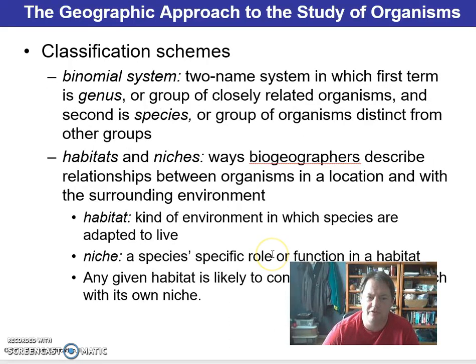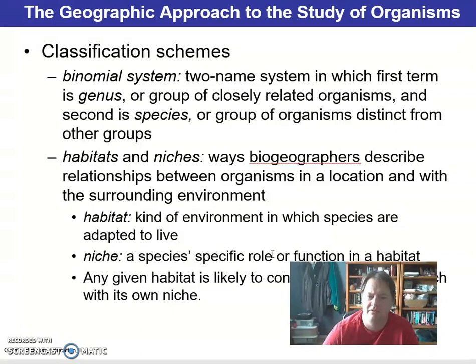in this chapter. Also, it's key to understand the classification systems: the binomial system, a two-name system, of which the first term is the genus, a group of closely related organisms, and the second is the species. So we're almost getting into biology as far as the whole classification schemes of that.